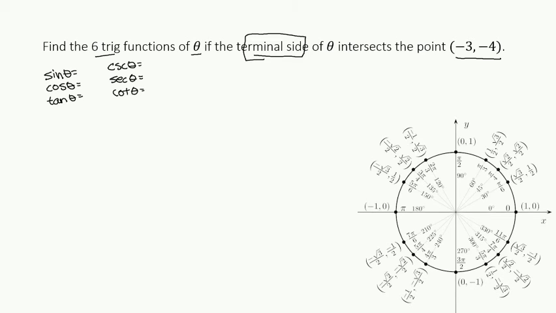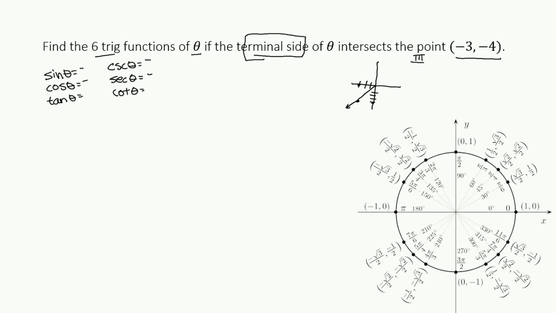Okay, so the very first thing we need to find is the quadrant that this is in. So this is going to go through negative 3 to negative 4, which is right here. So the terminal side of this is going to be right there. So that means it's going to be in quadrant 3, and everything's going to be negative except the tangent and the cotangent. So we can go ahead and put that in.